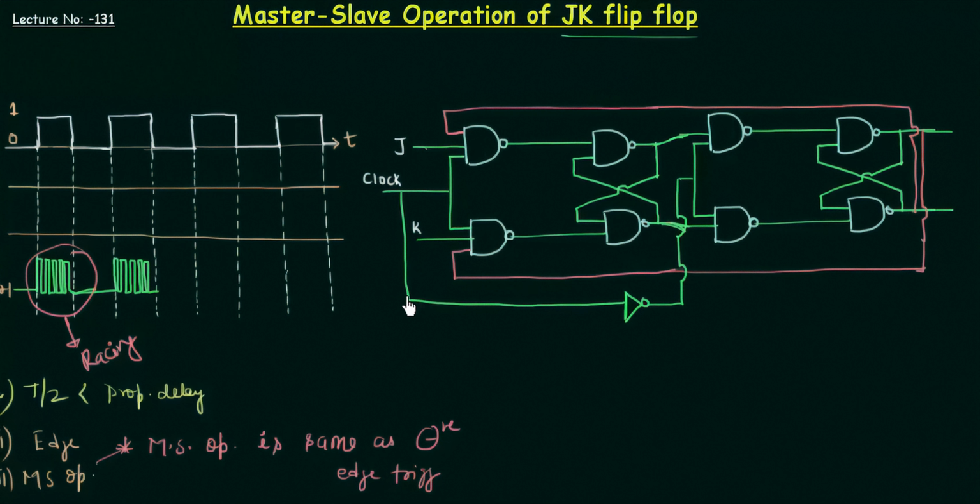So what is the effect of complementing the clock? Let's see. For example, if J is 1, K is 1 and clock is high, what will happen? These are actually two flip-flops. This one is my flip-flop 1, this one is my flip-flop 2, and this first flip-flop I call the master. So let me write it down. This flip-flop I call the master, and this flip-flop I call the slave, and because of this they are called master slave.